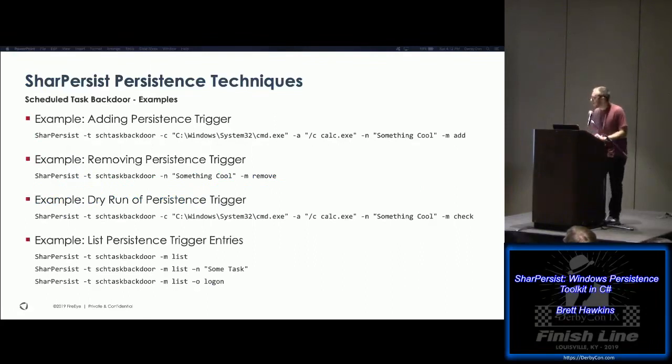Something to note with this, and it's the same for the scheduled task persistence, like the list method: you can list all scheduled tasks, you can list scheduled tasks by name, or you can list scheduled tasks by frequency if you just wanted to see all scheduled tasks that run at logon. On the blog post, you probably saw an example of this. Basically, I was listing all scheduled tasks that run at logon, and then I backdoored one of those.